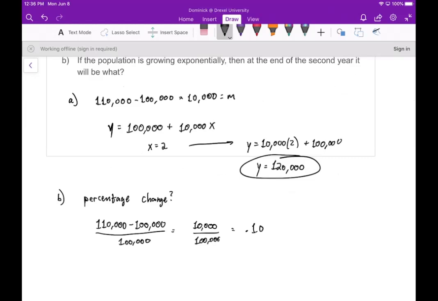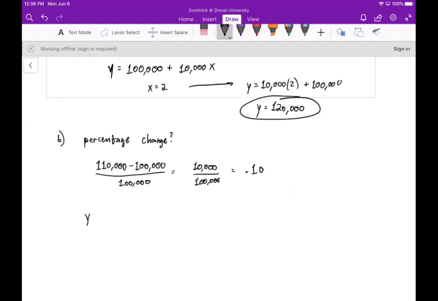which is going to come out to be 0.10, or a 10%. So now again, remembering that our model is y is equal to a times (1 plus p) to the x, we're going to have that our equation is y is equal to 100,000 times 1 plus 0.10 to the x power. Now, of course, we want to know what it is at the end of the second year, so we're going to get y is equal to 100,000 times 1.10 squared.